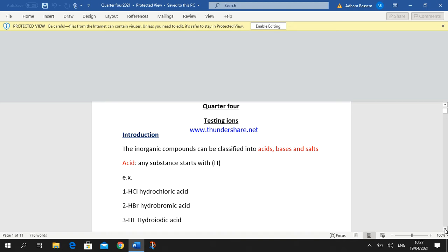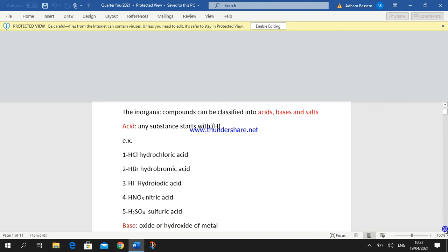We have many examples of acids in our daily life, like hydrochloric acid, HCl, hydrobromic acid, HBr, hydroiodic acid, HI, nitric acid, HNO3, sulfuric acid, H2SO4, and carbonic acid, H2CO3. So acids are defined as any chemical compound that starts with hydrogen positive ion, and they can dissolve in water, giving hydrogen positive ion.